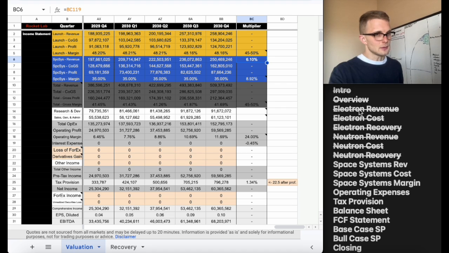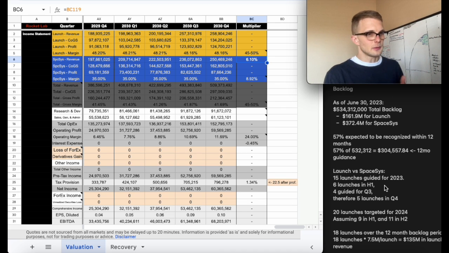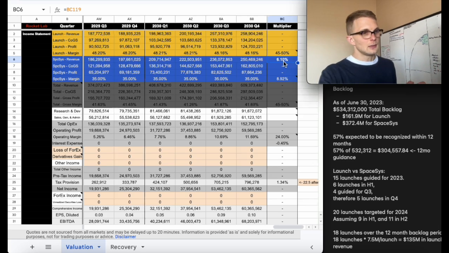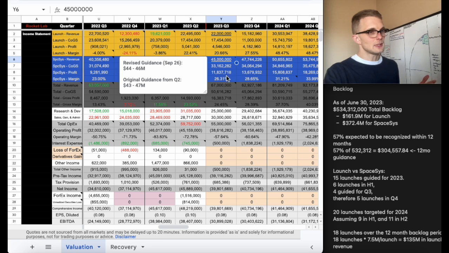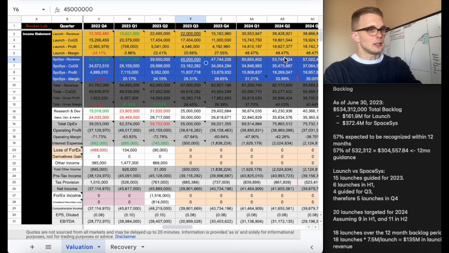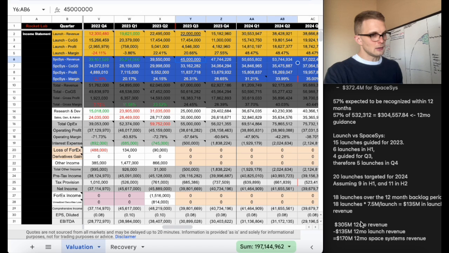because in one of my past videos, I talked about the hidden guidance from Q2 of 2023, where they mention the current backlog that they have, as well as what they're expecting to recognize over the next 12 months. So finding that number and then subtracting the expected launch revenue over that same period, we were able to roughly identify the space systems revenue over that same 12-month period. And with that, essentially what we were able to find is the space systems revenue expectations between this particular period here. And what it arrived at is about $170 million for the upcoming 12 months for the space systems revenue.